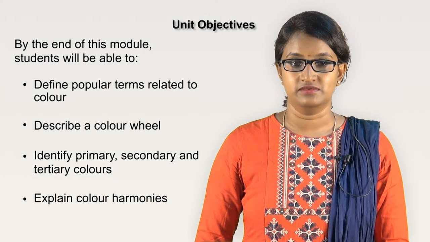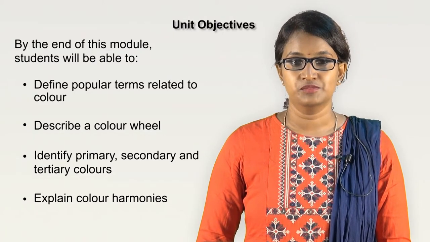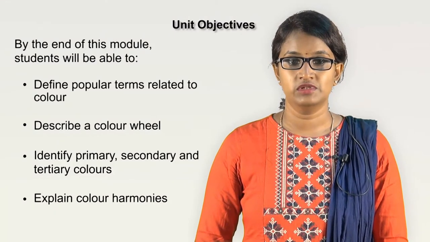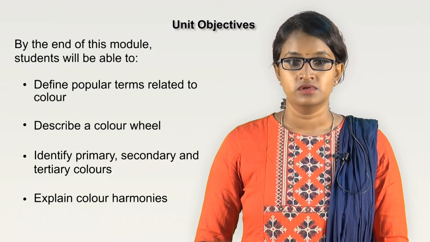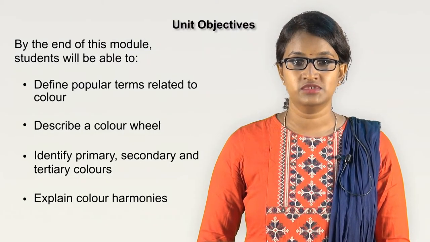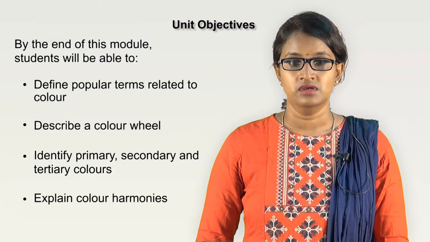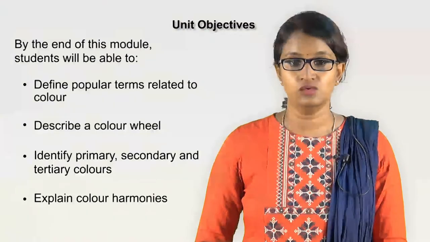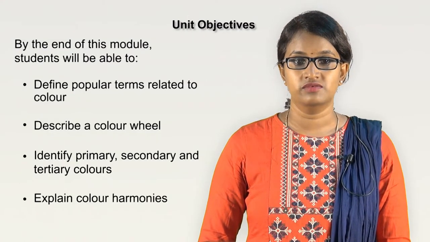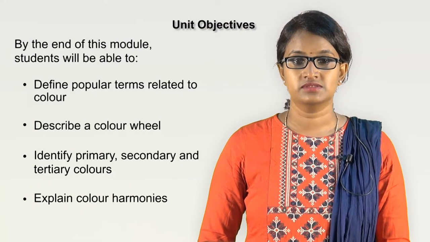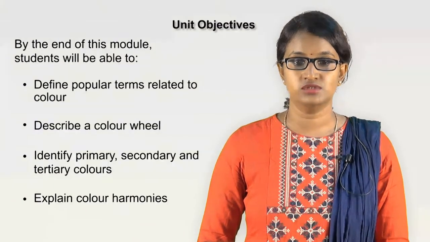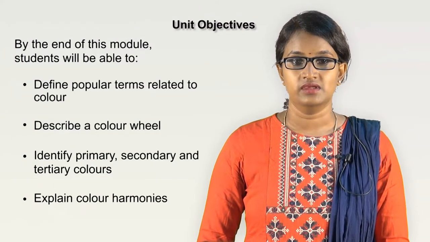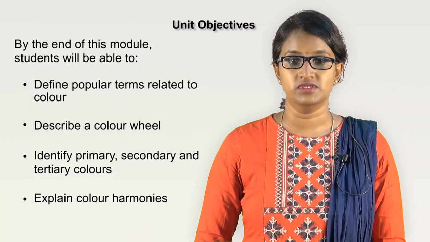Unit Objectives. By the end of this module, students will be able to define popular terms related to color, describe a color wheel, identify primary, secondary, and tertiary colors, and explain color harmonies.